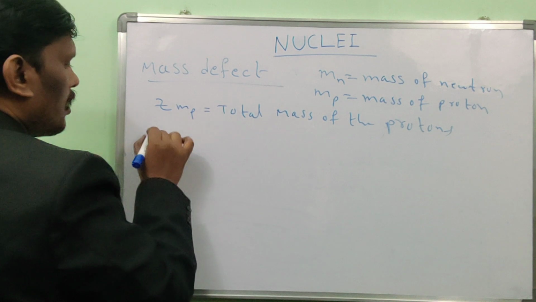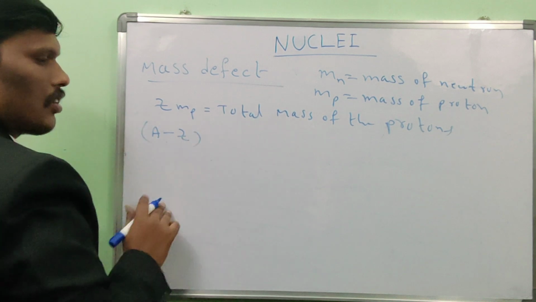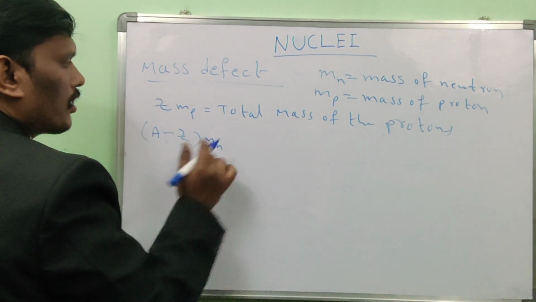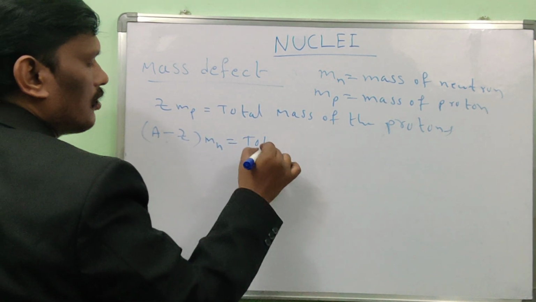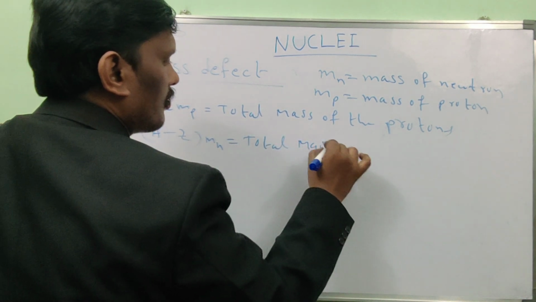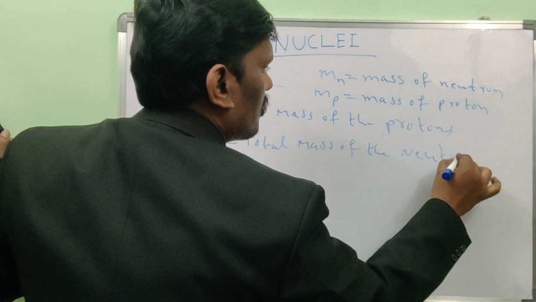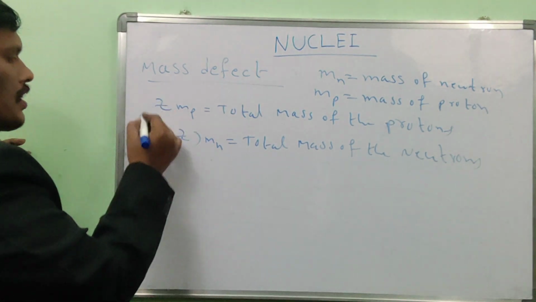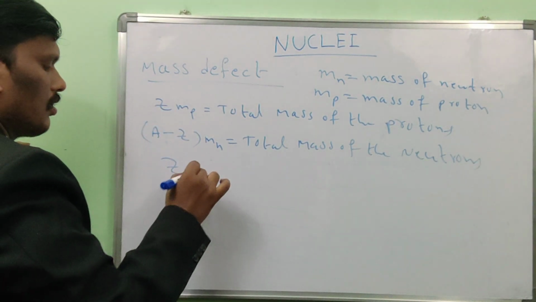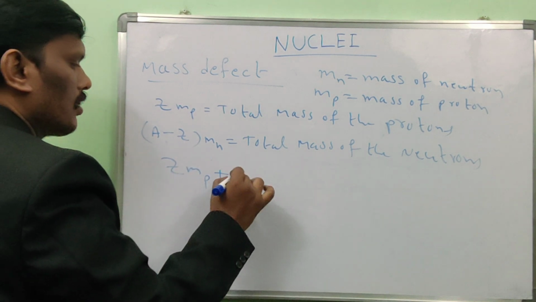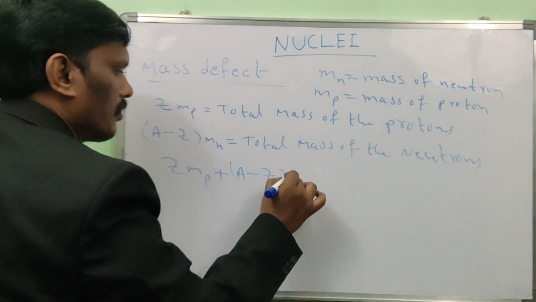A minus Z is the number of neutrons. Mn is the mass of each neutron. Then the product is the total mass of the neutrons. So Z protons have total mass Zmp, and A minus Z neutrons have total mass A minus Z times Mn.